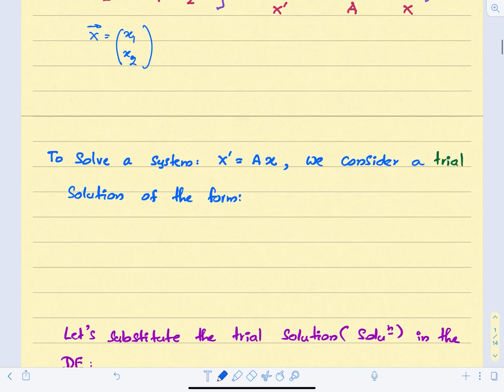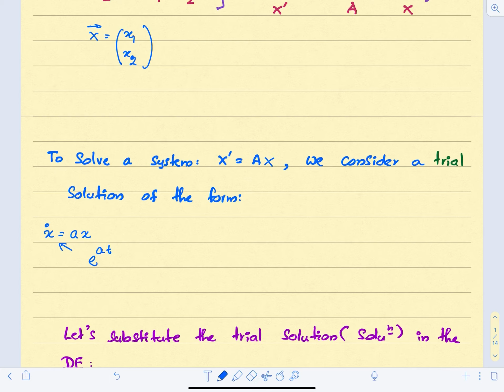Okay, now if you recall the first part of the ODE, let's consider a differential equation with one variable, with a constant coefficient. Then the candidate solution for this one was e to the a t. But now we have a system of differential equations in this form: vector x prime equals A times vector x. So this should be a vector x.